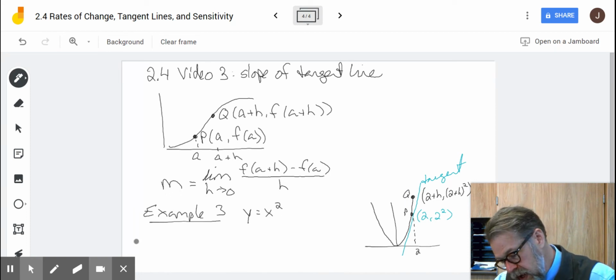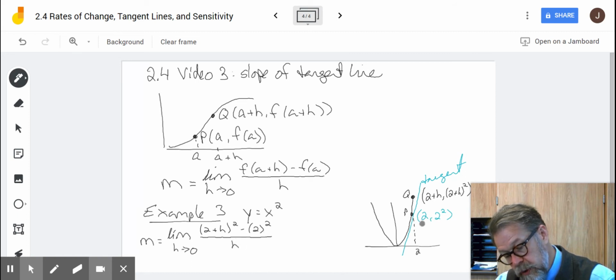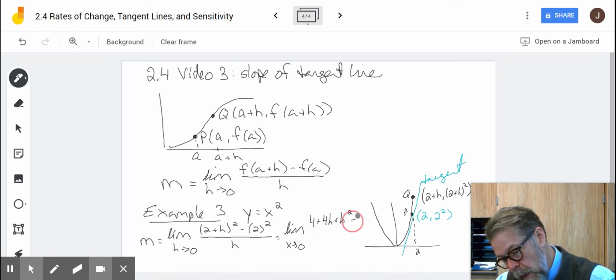The slope of the tangent line is the limit as h goes to 0. This is awkward. I'm going to run out of room, but here we go. Of 2 plus h squared minus 2 squared divided by h. Notice 2 plus h minus 2 just divided by h. So let's do some quick simplifications. This is the limit as h goes to 0 of, well, 2 plus h squared is 4 plus 4h plus h squared minus 2 squared, which is minus 4, all divided by h.